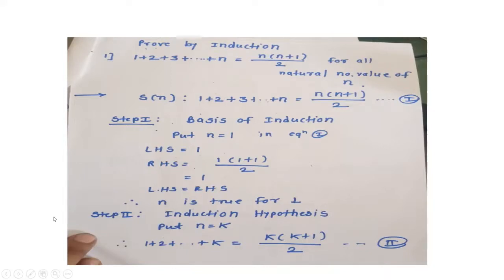Second step, induction hypothesis. We assume that S of n is true for n is equal to k. So put n is equal to k in your equation number 1. So 1 plus 2 plus up to k is equal to k into k plus 1 divided by 2. So this is equation number 2. We assume that this equation is true.